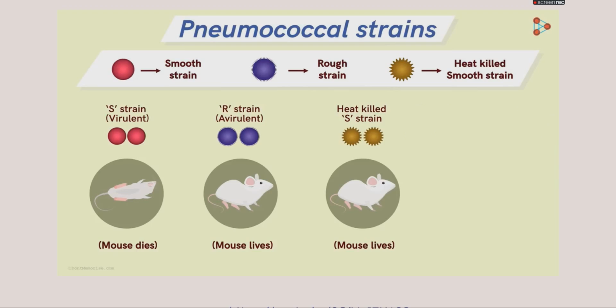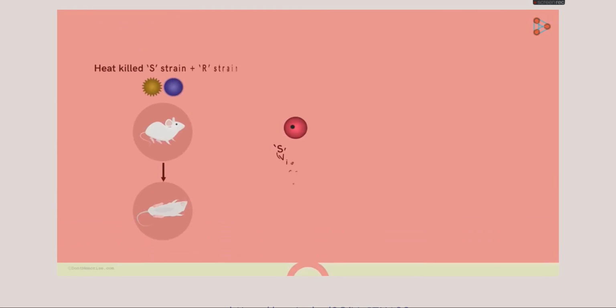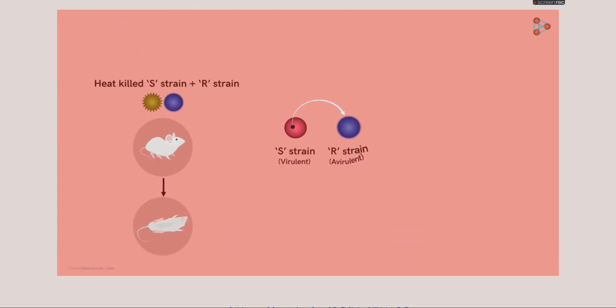Now comes the last part. This time, Griffith injected a mouse with a mixture of both rough strain and heat-killed smooth strain. That's right, a mixture of the rough strain and the heat-killed smooth strain. Now, what do you think would have happened? Most of us would expect the mouse to survive because both are individually ineffective or avirulent. However, to his astonishment, the mouse did not survive. How did this happen? And what do you think Griffith concluded? With this, he concluded that there is something from the S strain that was passed on to the R strain, resulting in it turning virulent.